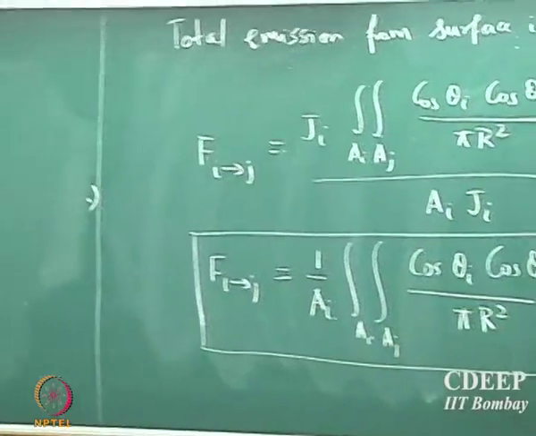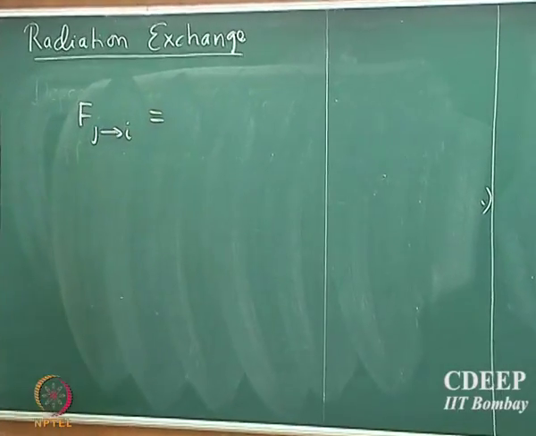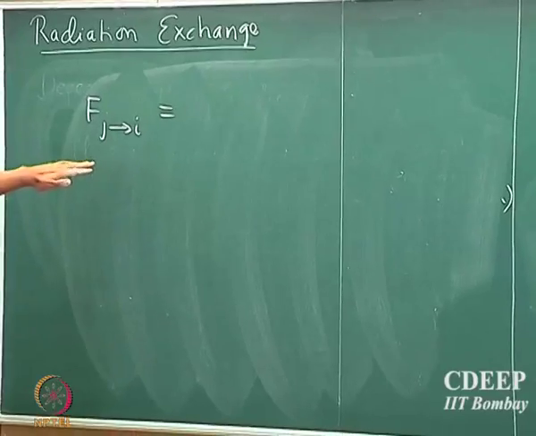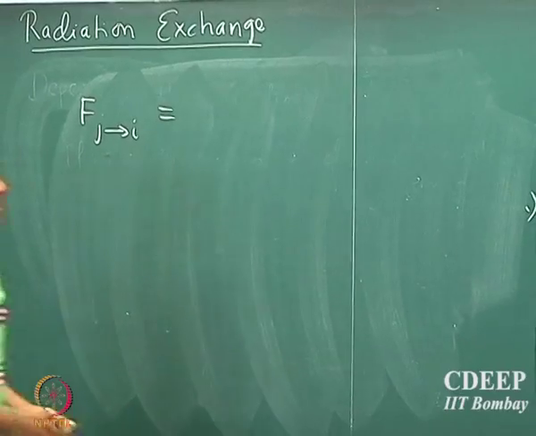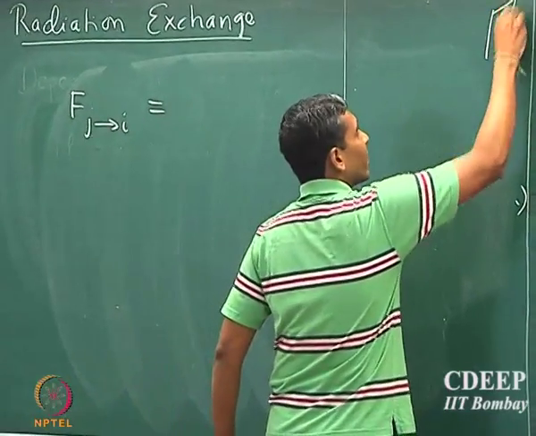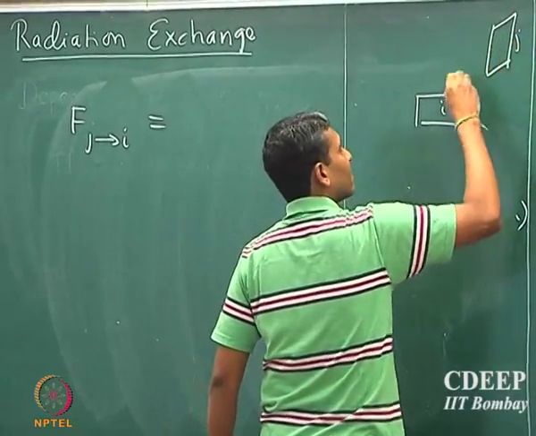What will be Fji? That's the view factor for emission which is leaving surface 2. Maybe I'll put the cartoon here. So here is surface j and here is surface i.